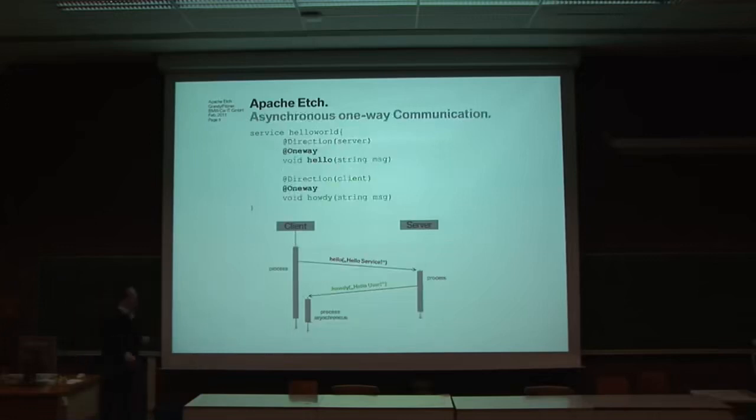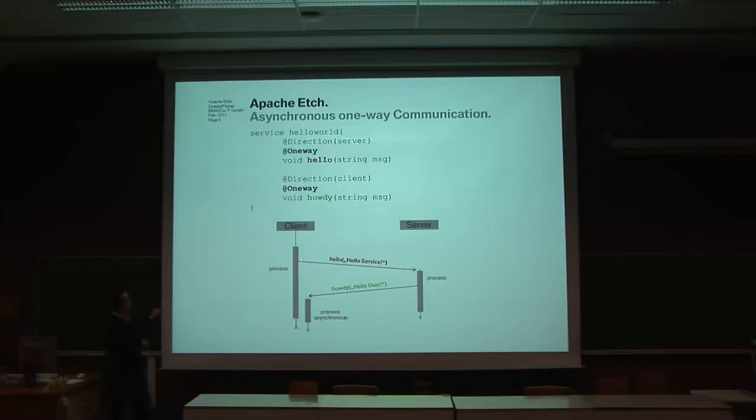Then you can say, I want to choose how my function calls are delivered. So for example, what I've shown you before is that you have synchronous calls which are blocking and waiting for the result of the function. And you can choose whether you want those functions to be blocking or not. If you don't want them to be blocking, you just annotate the function with one way.